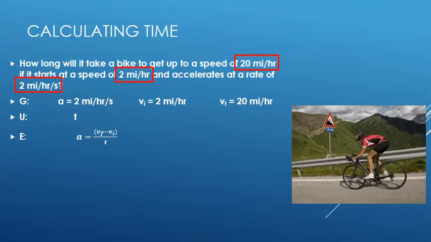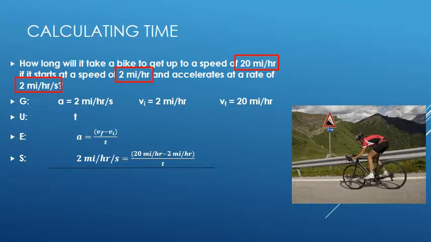We're going to use the same acceleration equation. Acceleration is final velocity minus initial velocity divided by time. So let's plug in that information. On the left side, we have the acceleration of 2 miles per hour per second. And on the right side, final velocity is 20 miles per hour minus the beginning velocity of 2 miles per hour, divided by time. I'm going to put a bar there to separate that from the next line.